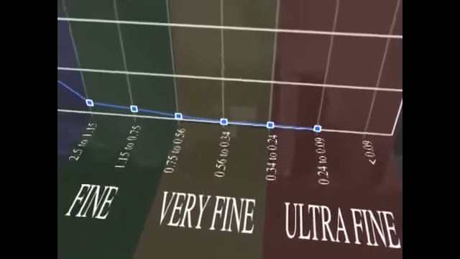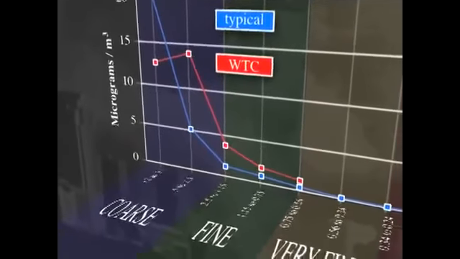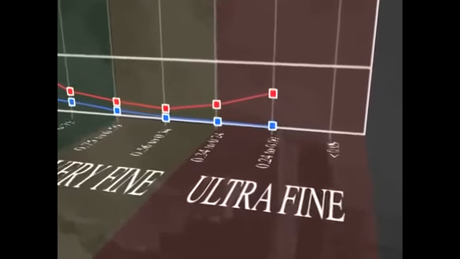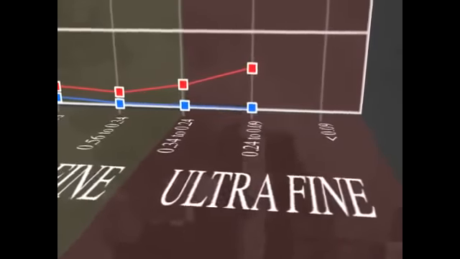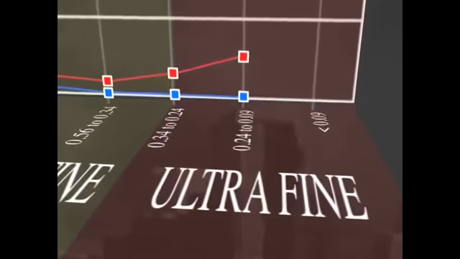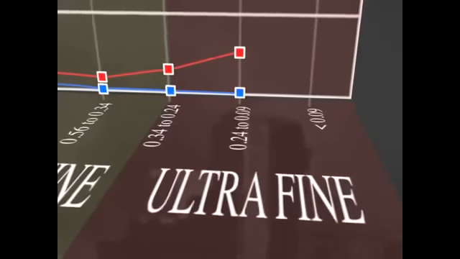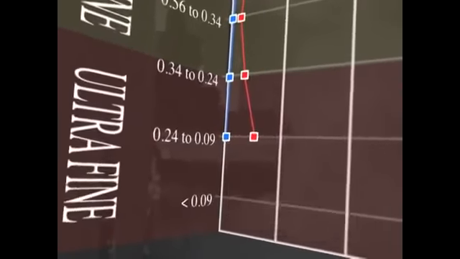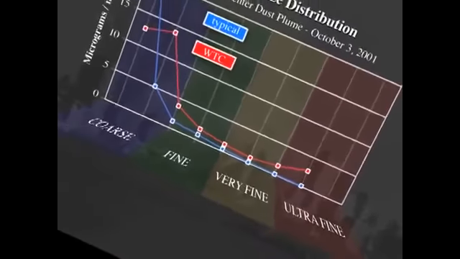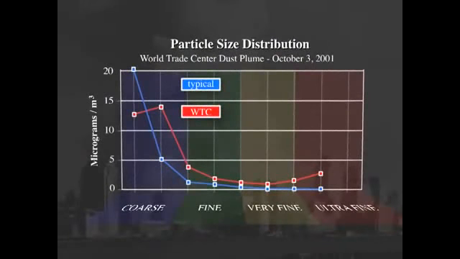Now look at what was measured at Ground Zero. There is an extraordinary presence of ultra-fine particles. This is conclusive proof that molecular dissociation took place. Cahill did not count particles less than 0.09 microns. Is this because he was afraid of what he knew he would find?